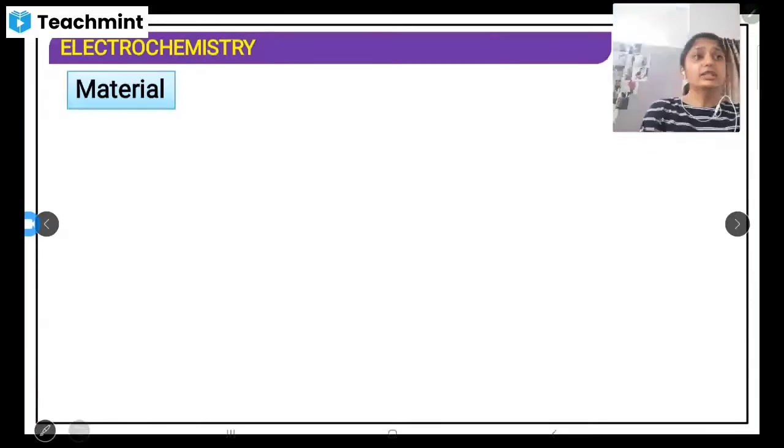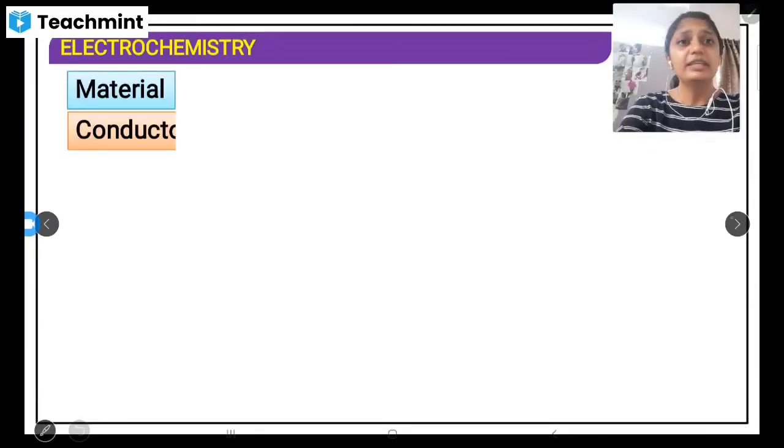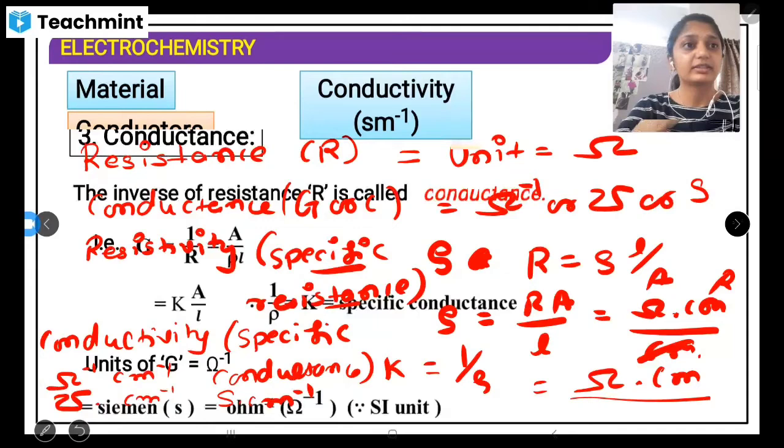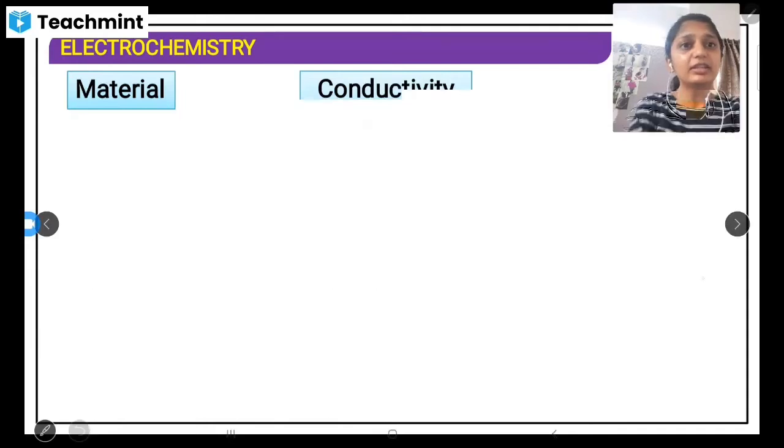Students, our next thing here is material of conductors.